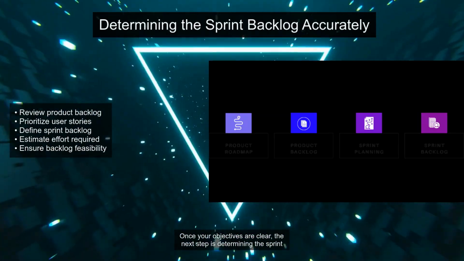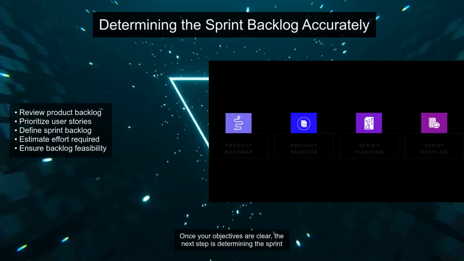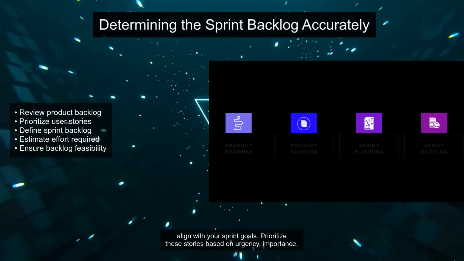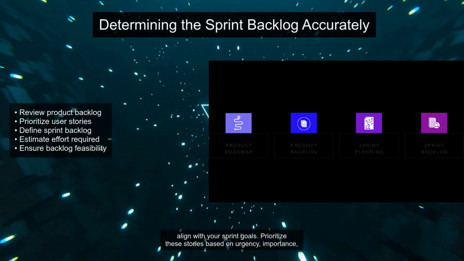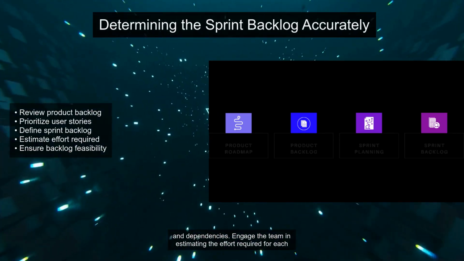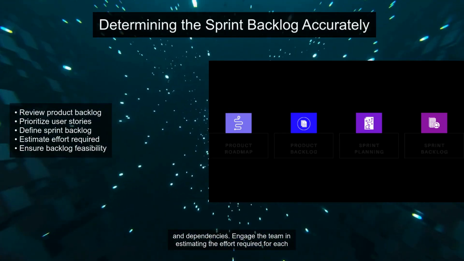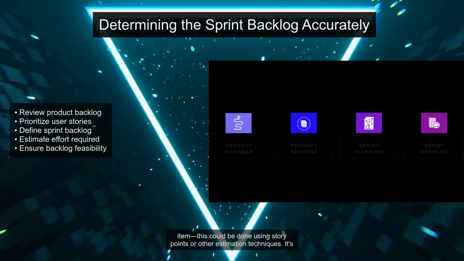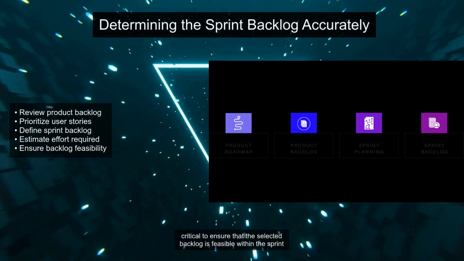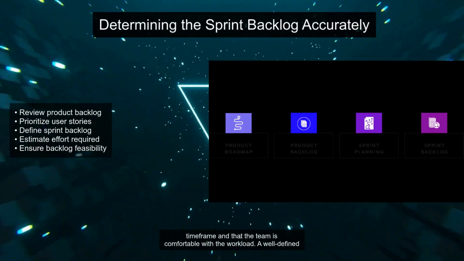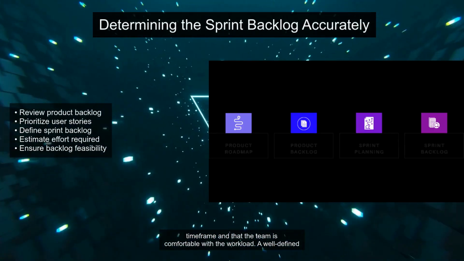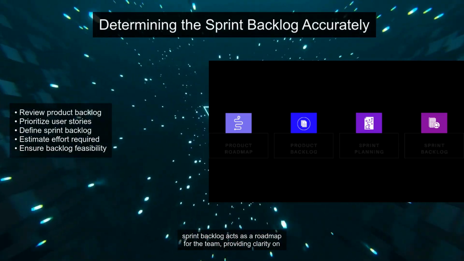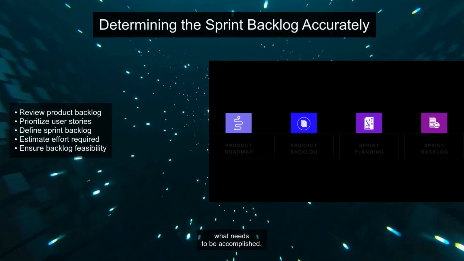Once your objectives are clear, the next step is determining the sprint backlog. Begin by reviewing the product backlog to identify user stories that align with your sprint goals. Prioritize these stories based on urgency, importance, and dependencies. Engage the team in estimating the effort required for each item. This could be done using story points or other estimation techniques. It's critical to ensure that the selected backlog is feasible within the sprint timeframe and that the team is comfortable with the workload. A well-defined sprint backlog acts as a roadmap for the team, providing clarity on what needs to be accomplished.